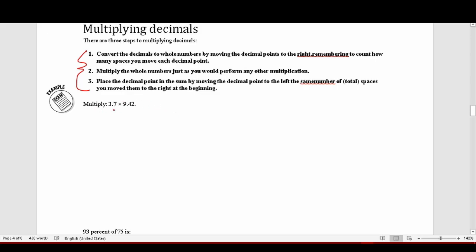So this says multiply 3.7 by 9.42. So let's go ahead and write this as we normally would. 9.42 times 3.7. And as I said, you convert these decimals to whole numbers by moving the decimal place to the right, and then you add the decimals back in at the end.